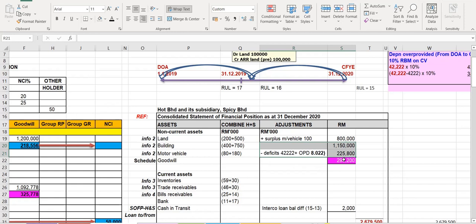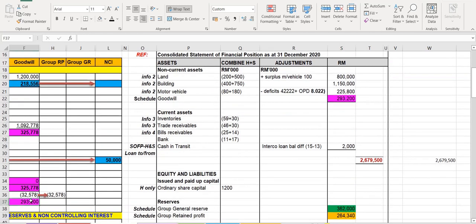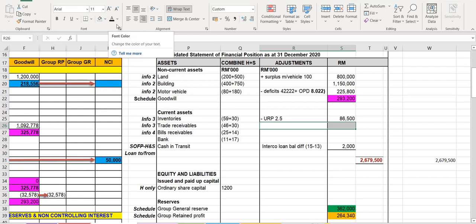The goodwill that you show here is the remaining goodwill, which you have here, the one in the schedule. The one here is shown here, the remaining goodwill after consideration for the impairment. For the inventories, you are going to adjust with the unrealized profit. We have done that in the first video, the unrealized profit. You debit the retained profit, you credit the inventory. So when you credit the inventory with the unrealized profit, that will have to be reduced.